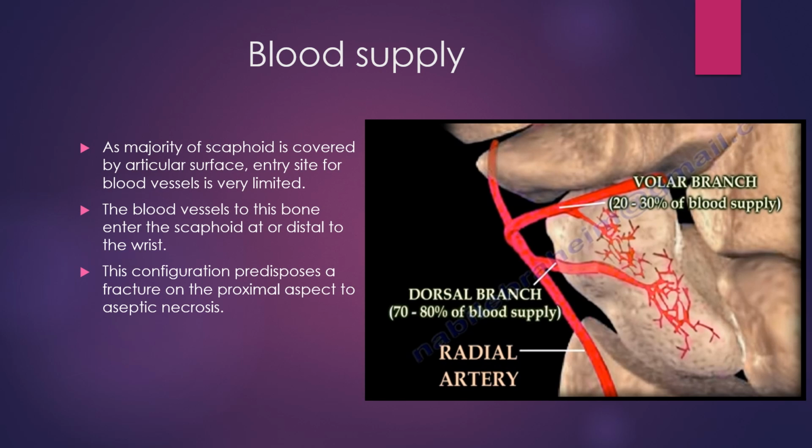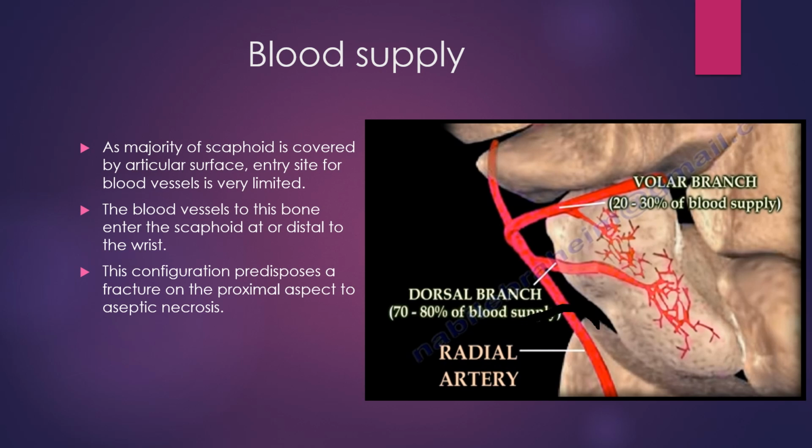See, as a majority of the articular surface is present on scaphoid, that is 70%, there is a very limited site for this blood supply to enter the bone. It can only enter through ligamentous attachments or the bare surfaces. So the blood supply is very precarious in scaphoid bone. So the blood vessel to this bone enters the scaphoid distal to the wrist joint.